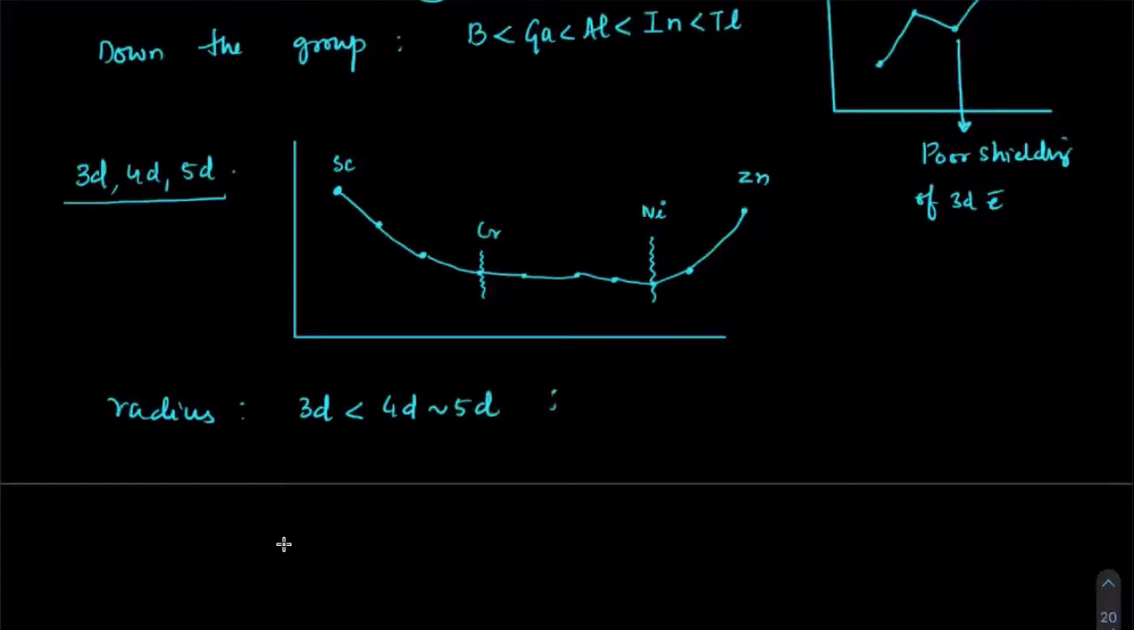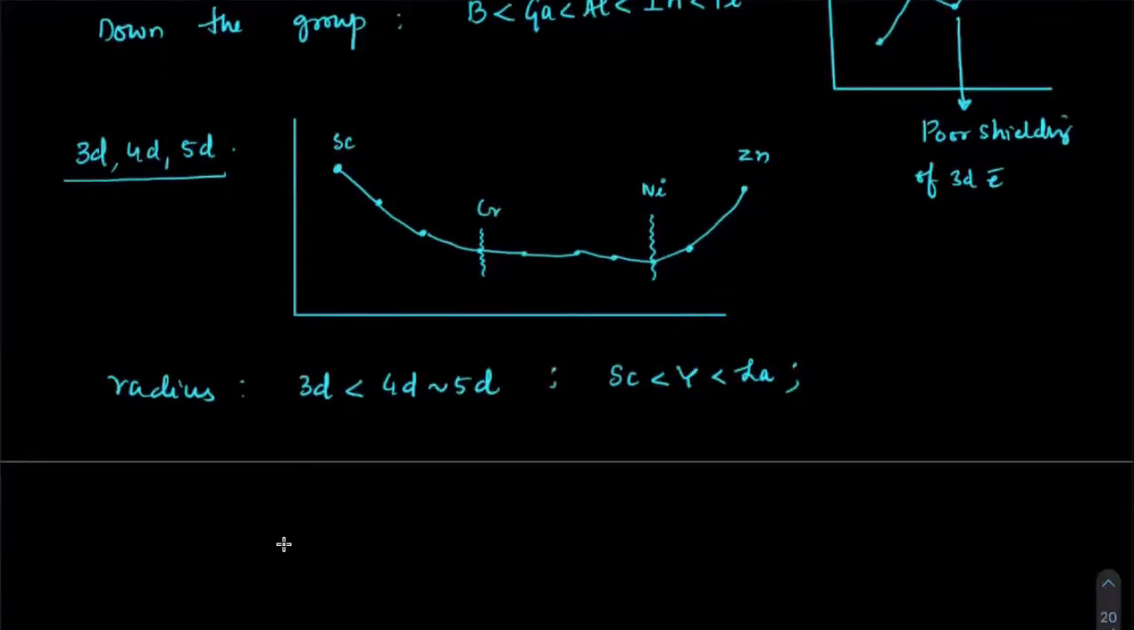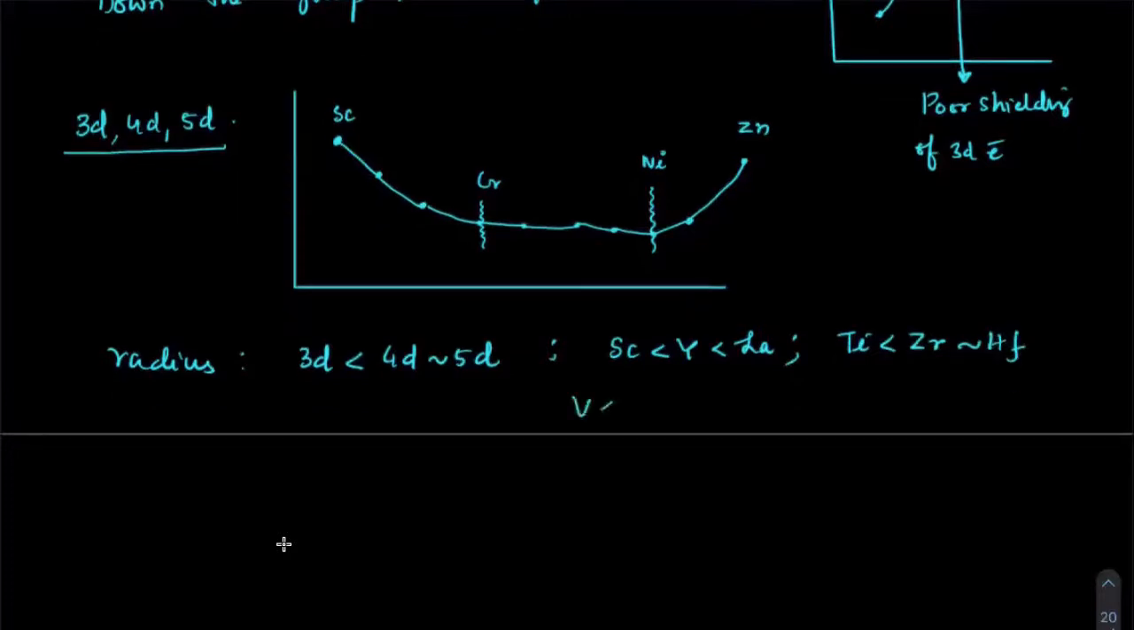For example, scandium is less than yttrium, which is less than lanthanum. Till here it will follow, but after this it does not follow. This is the only one which follows a regular trend. Titanium is less than zirconium, which is almost equal to hafnium. Vanadium is less than niobium, which is almost equal to tantalum. Chromium is less than molybdenum, which is almost the same as tungsten.